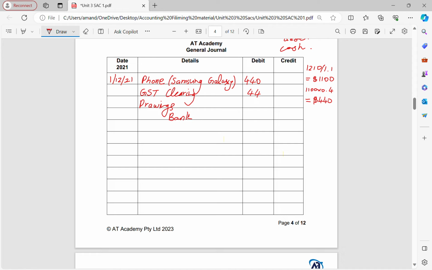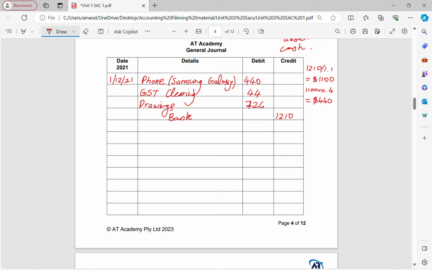Bank, which I know is going to include the GST, because when they paid this, it was 1210, multiplied by, no, that included the GST already, so we can just write this down. And the smart way to probably do this question is we can just fill in the blanks, because debit always got to be equal to credit. So 1210 minus 440 minus 44, just 726.